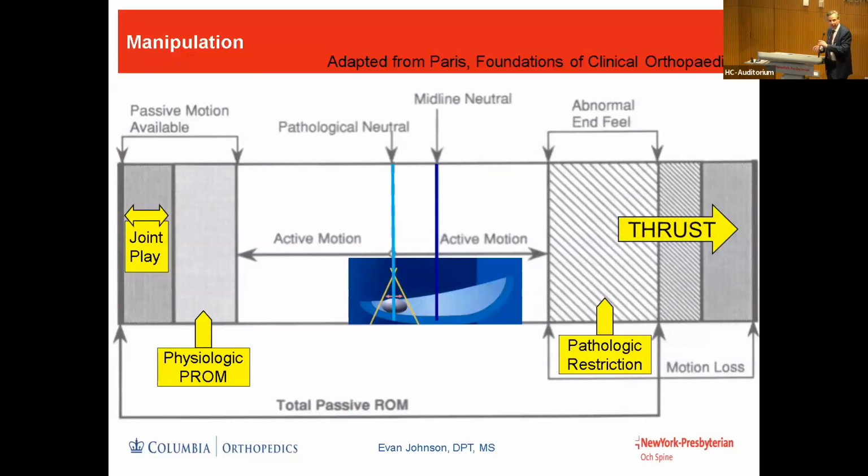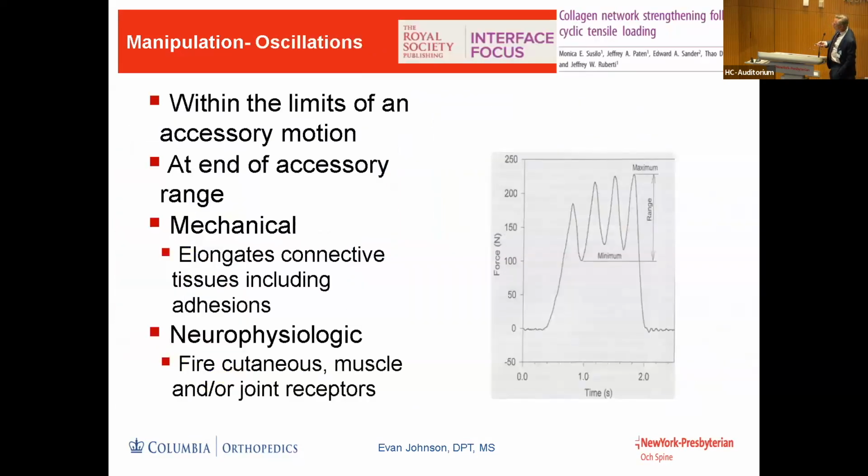If we're doing a thrust manipulation to increase mobility, then we're typically not doing it on a normal joint. We're doing it on a joint that we perceive as being hypomobile in some regard. There are other reasons to do a manipulation, but thrust in general is done to that end. Let's look at oscillations first. This is from a study done by Lee and Latimer, and they were trying to calculate what's the force we actually apply. Again, if we're going to prescribe a medicine, what's the appropriate dose?